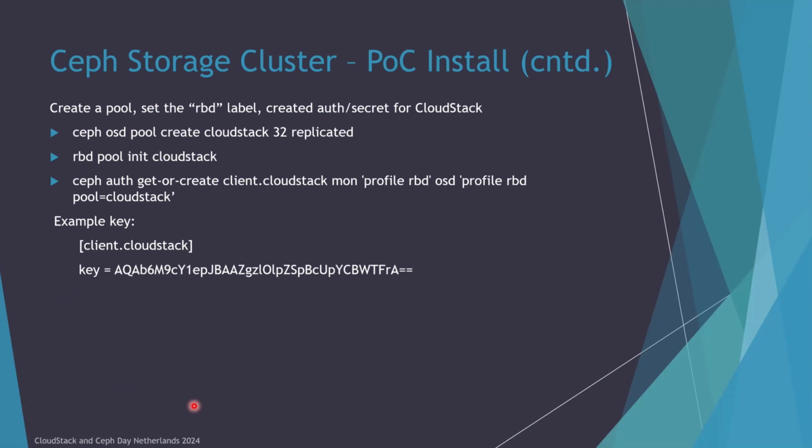Now we want to create a pool, which is called CloudStack. We need to do the RBD pool init, which is basically marking this pool to be used for RBD kind of things. And finally, we want to create an authentication key or username, if you like, and a secret key, so that we can pass this to CloudStack when we add this specific pool as a primary storage in CloudStack.